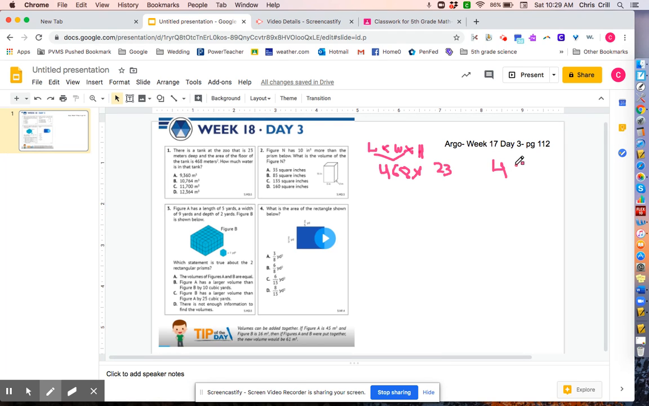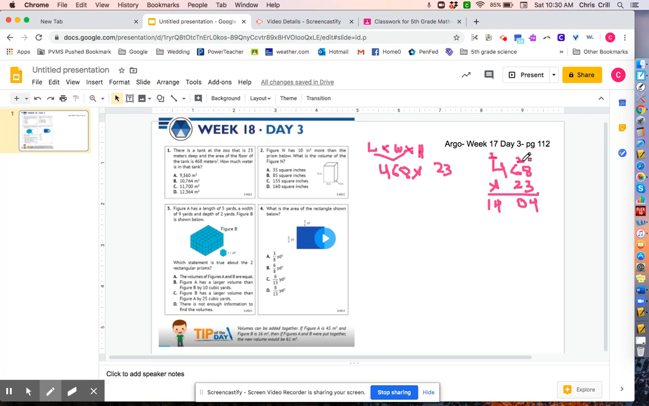So 468 times 23. It's really hard to write with a mouse. 3 times 8 is 24. Put my 2 up there. 3 times 6 is 18, and 18 plus 2 is 20. 3 times 4 is 12. And 12 plus 2 more is 14.